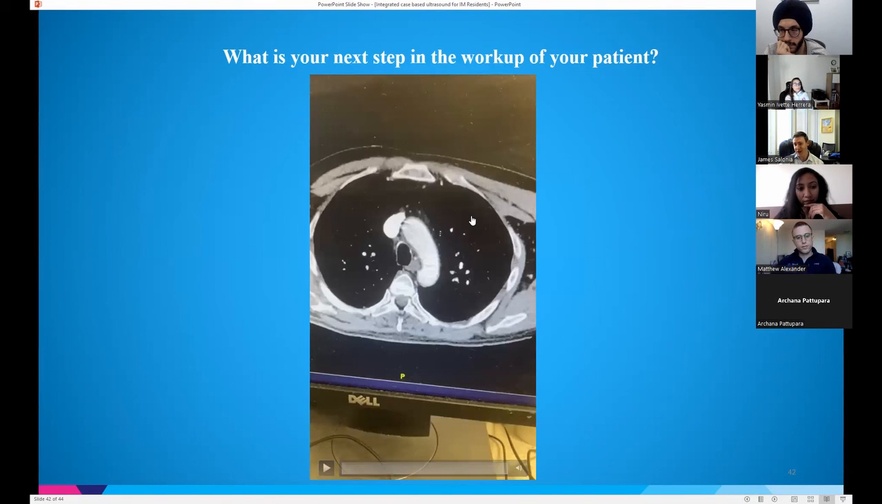this was supposed to be animated. I don't know why it came up. I was supposed to have you guys say CT chest, but somebody said CT chest, so here it is.